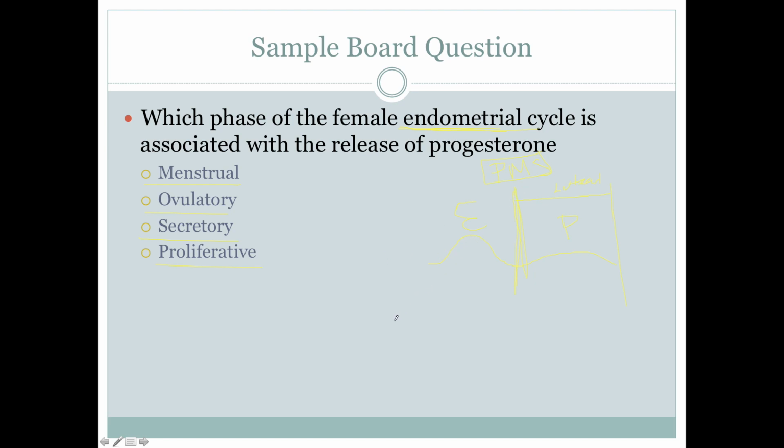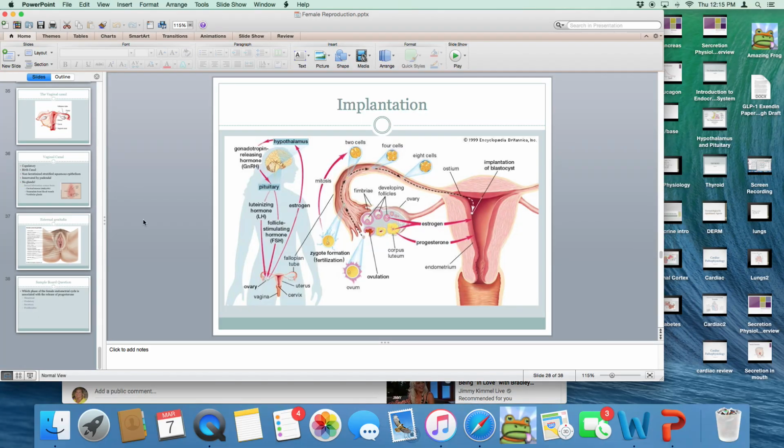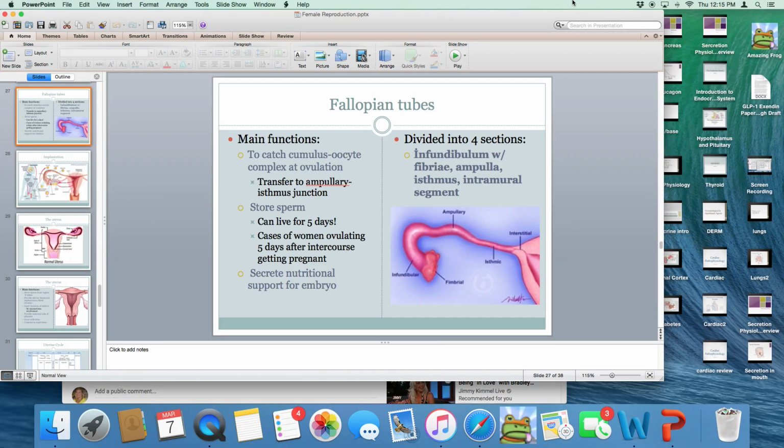So remember, to proliferate, if we draw what's going on with the uterine lining, so that means it's growing and spreading. And then the secretory phase, when the cells are really active and secreting stuff to attract eggs and things there, that is your secretory phase. So your correct answer is secretory. Very good. All right, everybody, enjoy.